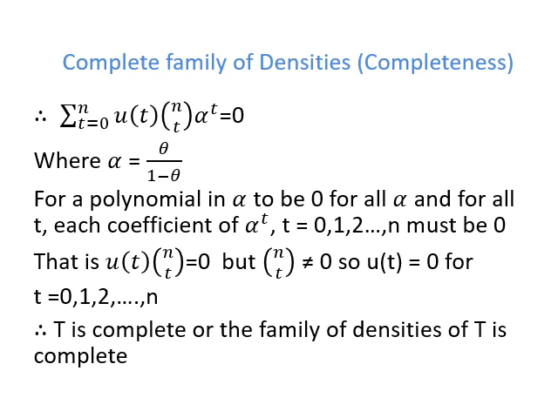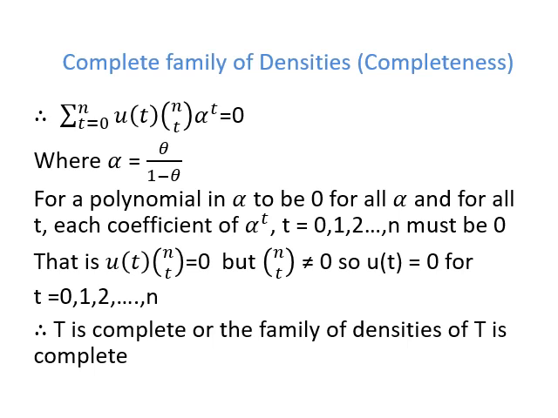So again, we want the summation of u(t) n choose t (θ/(1 - θ))^t to be equal to 0. We are going to call θ/(1 - θ) alpha. So the expression will be the summation of u(t) n choose t alpha^t from t equals 0 to n, and we want this summation to be equal to 0. When will this summation be equal to 0? Notice that we have here a polynomial in alpha. Polynomial in alpha means we have a term, for example, alpha^0 plus another term, alpha^1, and so on.